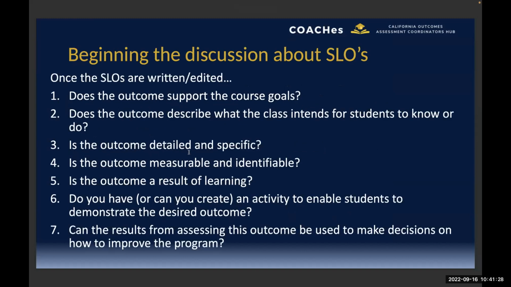Okay. And then once we have them written and edited, a way to look at them and say, are these solid student learning outcomes? Does the outcome support the course goals? Does it describe what the class intends for students to do? Again, detailed and specific, measurable. Is it a result of learning? Can they achieve this outcome after the course is over? Do you have, or can you create, an assessment to allow them to demonstrate the outcome? And can we use the results from assessing this outcome to make decisions on how to improve the program, the course, student services, etc.? Okay.